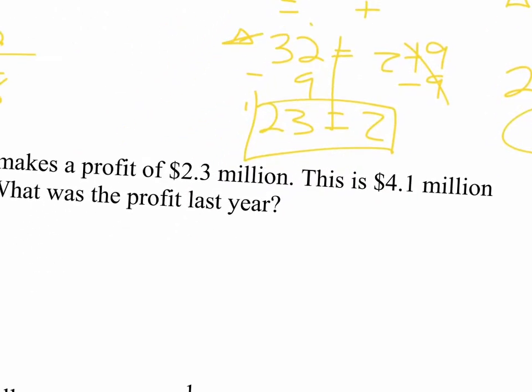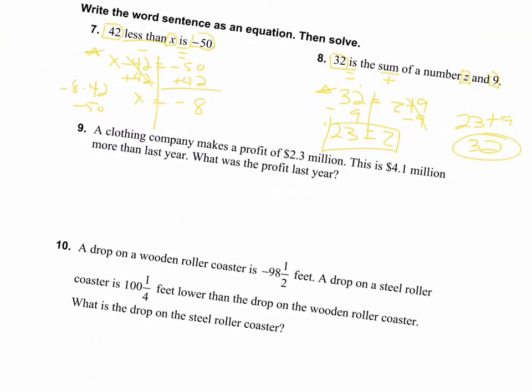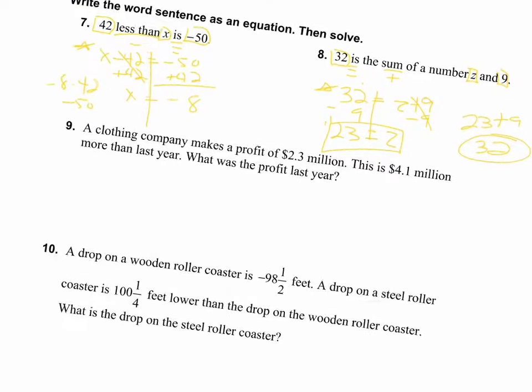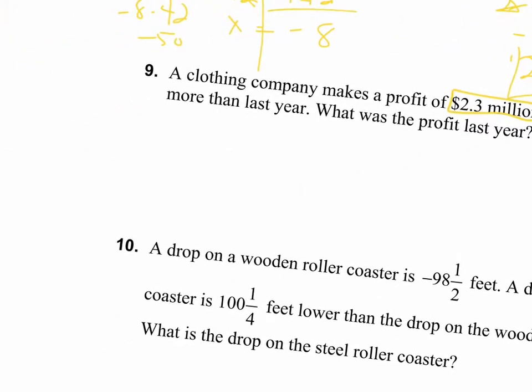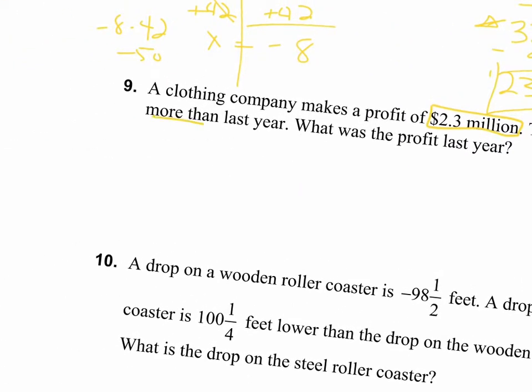Okay, all right, moving to the word problem. So a clothing company makes a profit of 2.3 million. This is 4.1 million more than last year. What was the profit, okay, last year? So 2.3 million, it's a number. Guys, sometimes numbers do not always go along with it, so you have to pick and choose. So be careful with reading into numbers, okay? There are important numbers and there are numbers that they just throw in there for extra numbers, okay? 2.3 is, we see an is, 4.1 million more than is a good phrase, last year.